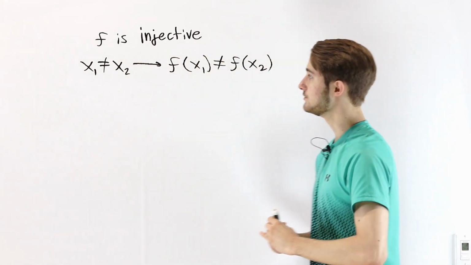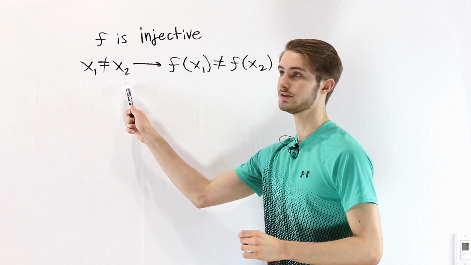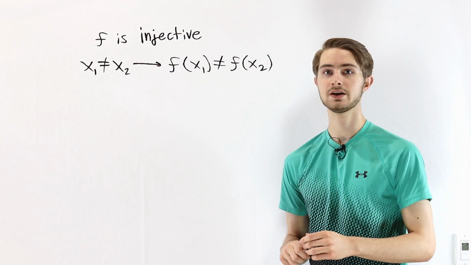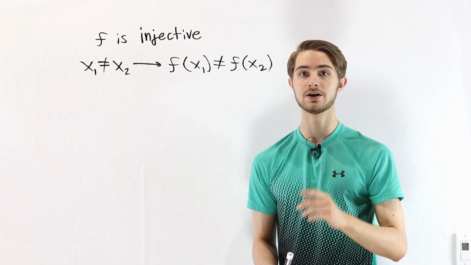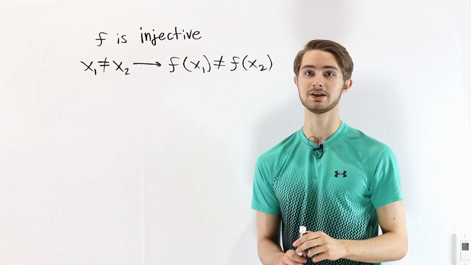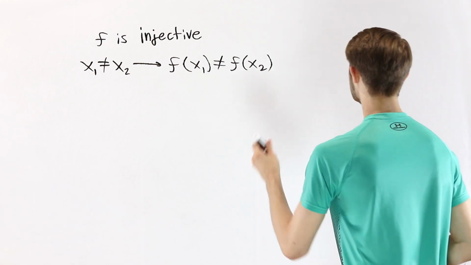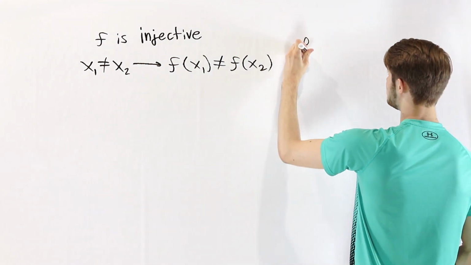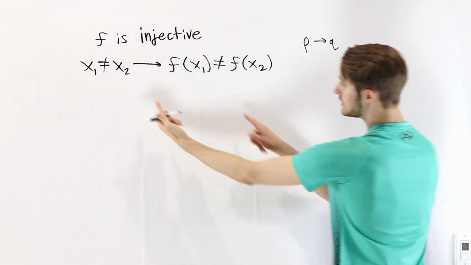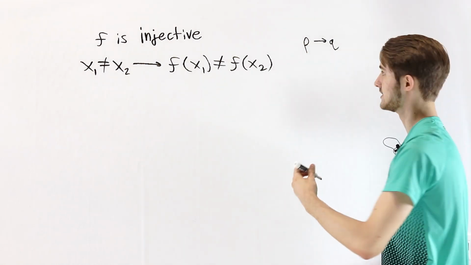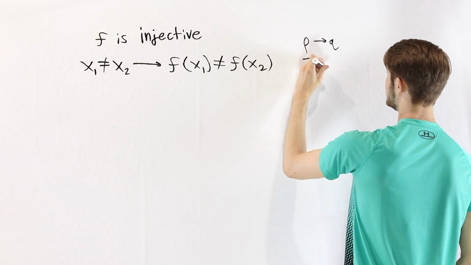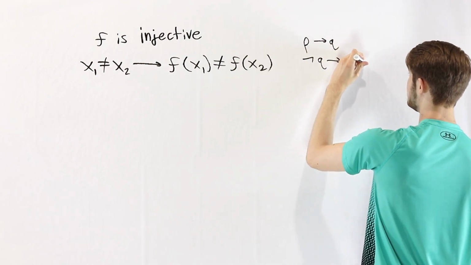So this is saying that if we have two different inputs that we plug into the function, then we must get two different outputs. Now there's another way that we can frame this statement using the contrapositive. We know that if we're looking at a statement P implies Q, like we have here, that's the same thing as its contrapositive, which is not Q implies not P.